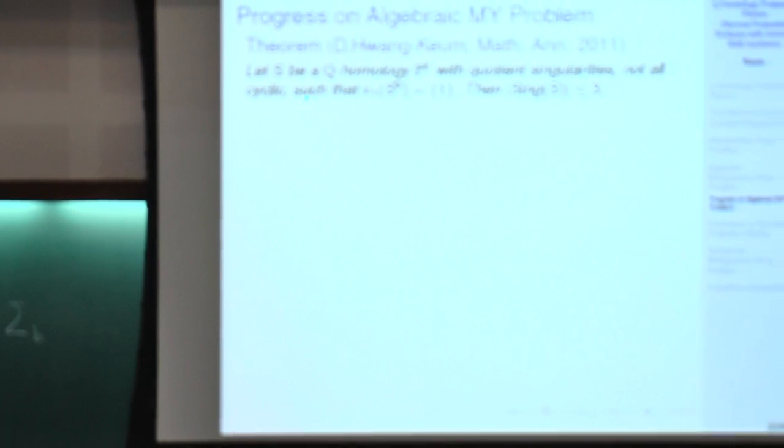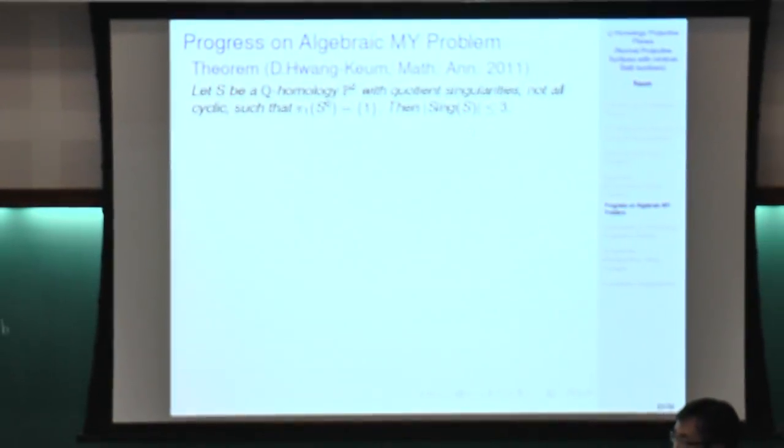And then here's the first progress. Let S be a Q-homology P2 with quotient singularities, not all cyclic, and such that the smooth part is simply connected. Then the number of singular points is at most 3. So with at least one non-cyclic singularity, this is true. The conjecture holds.